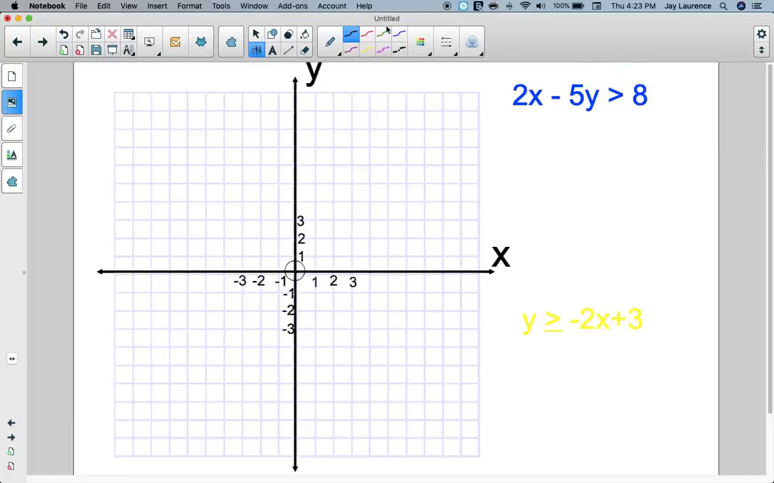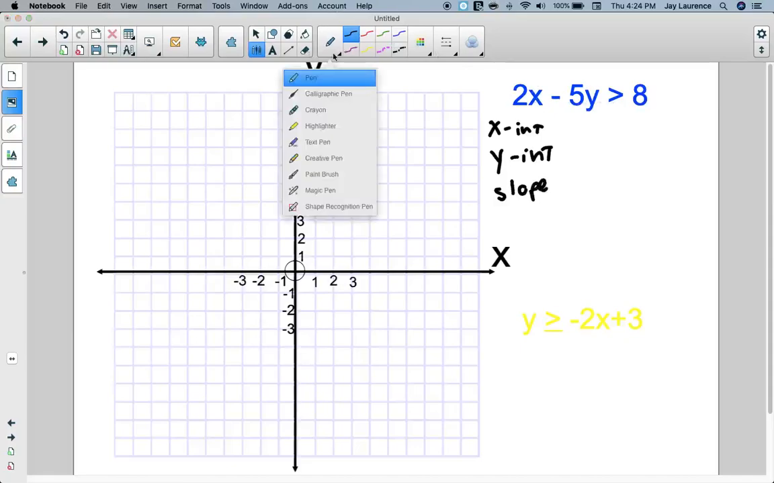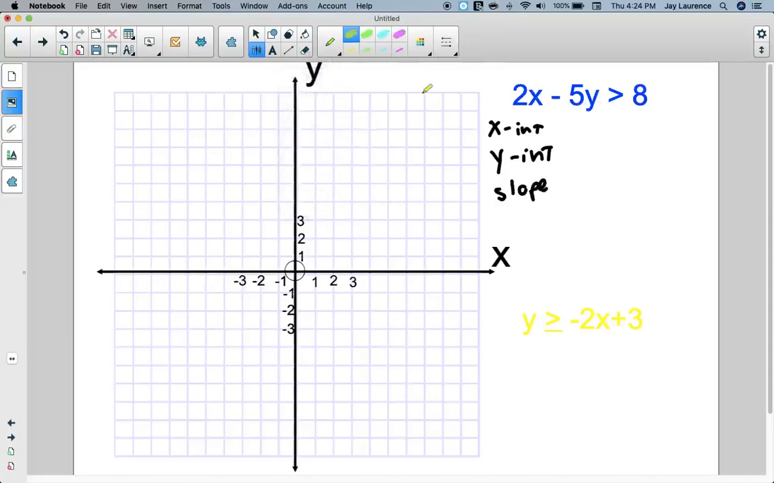So I've got to decide. I need two of three things. I either need the x-intercept, the y-intercept, or the slope. I only need two of those. Now in this problem, I am going to get the slope and the y-intercept, and I'll tell you why. I'm going to get the, excuse me, not the y-intercept. I'm going to get the x-intercept, and I'm going to get the slope.